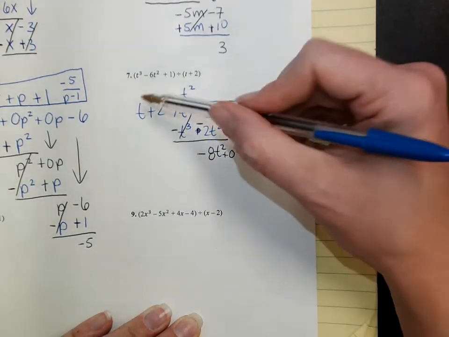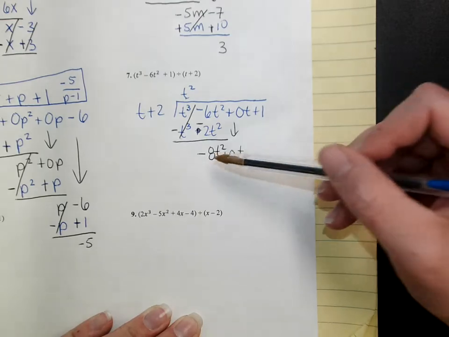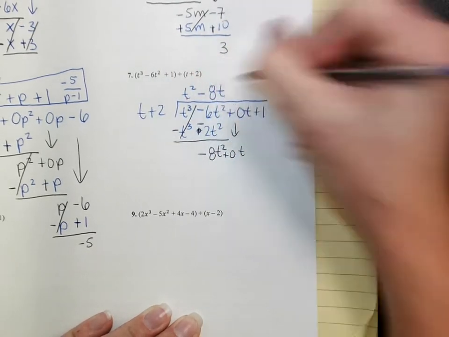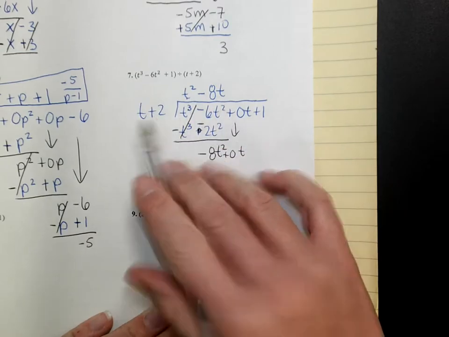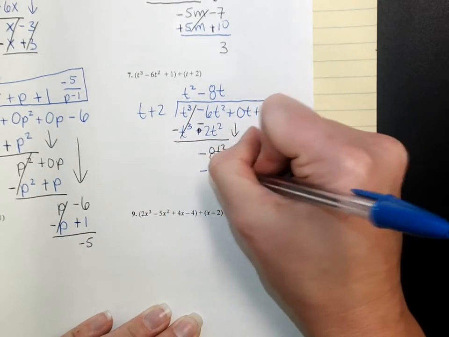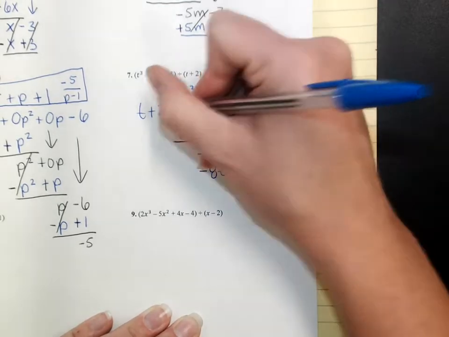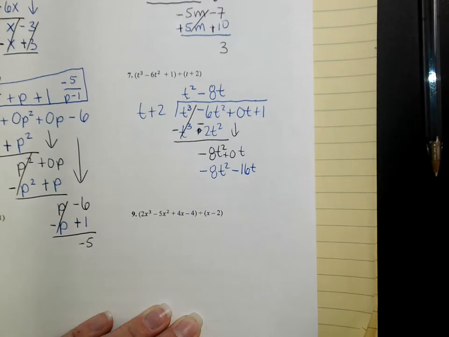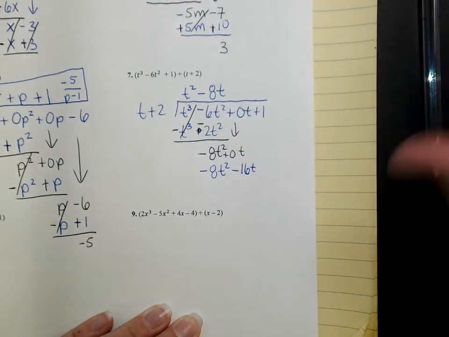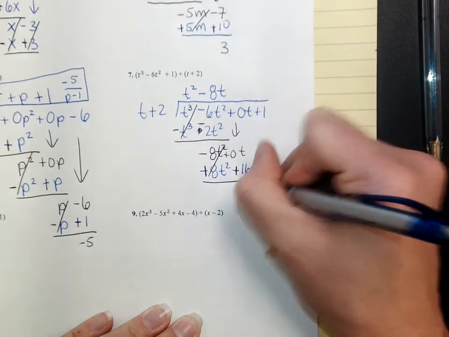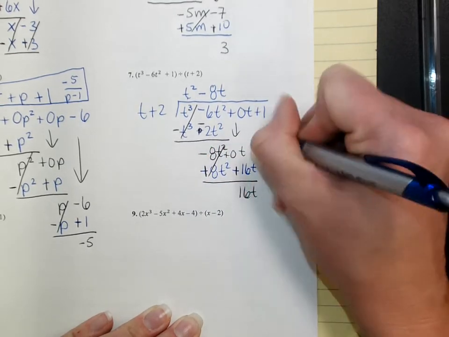What do I do to a t to make it a negative 8t squared? Multiply it by negative 8t. Negative 8t times t squared is a negative 8t squared. Negative 8t times a 2, negative 16t. But remember, you subtract it. When you subtract it, that changes your signs. Those cancel. That's a 16t. I bring down the 1.